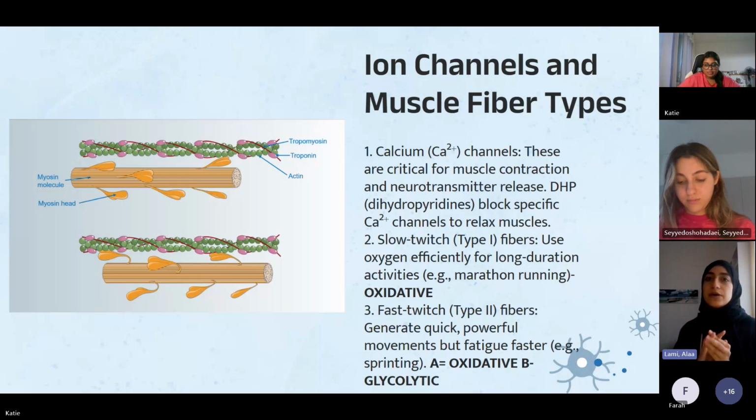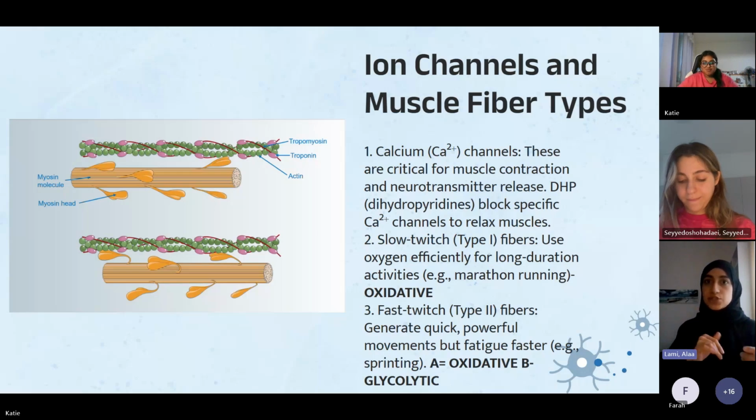So now we have two types of muscle fibers, right? We have type 1 and type 2, obviously. One is slow twitch and 2 is fast twitch. So what is slow twitch? It's oxidative, so it uses oxygen for long duration activities, like running a marathon. However, fast twitch generates quick, powerful movements, but it fatigues quicker.